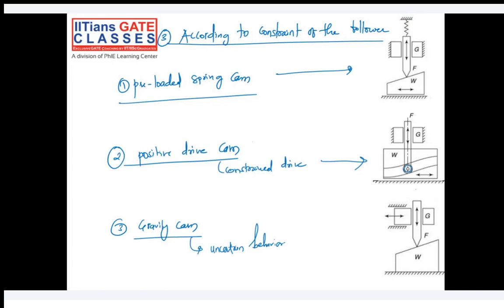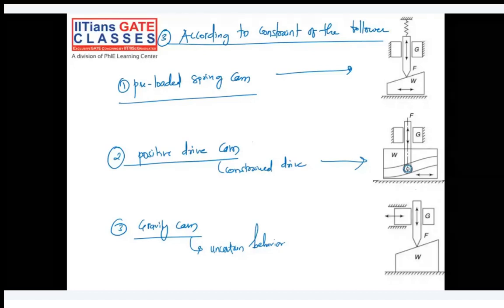Is it clear till this? And in case of positive drive, we are 100% sure. So this is how we are constraining the follower motion with respect to the cam. If we constrain it completely, then we will get a positive drive. If we constrain it by using a spring, it's a preloaded spring cam. If we use just gravity force, we call it a gravity cam. So these are all the different types of cams you should know.